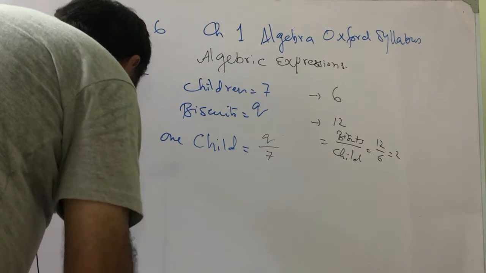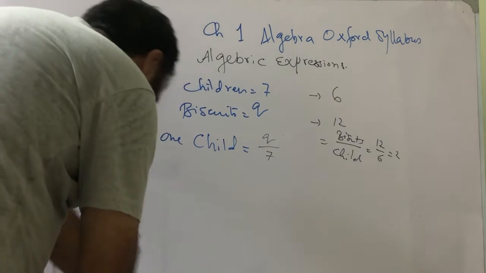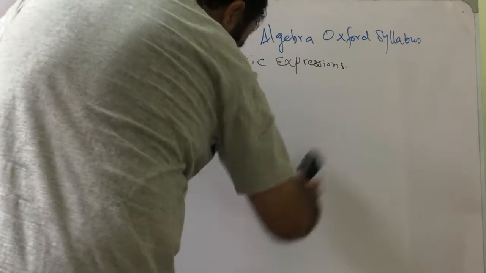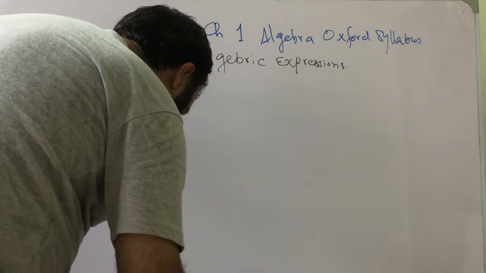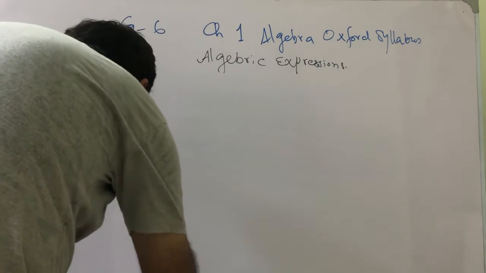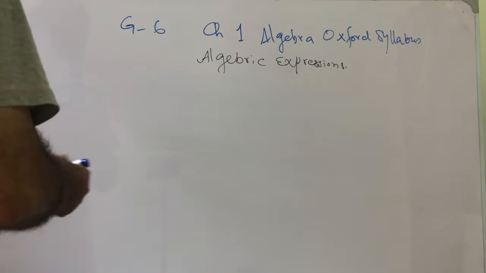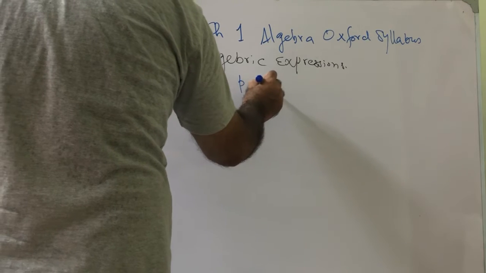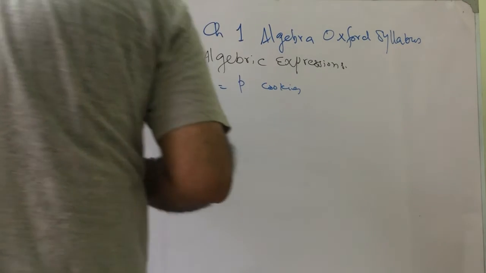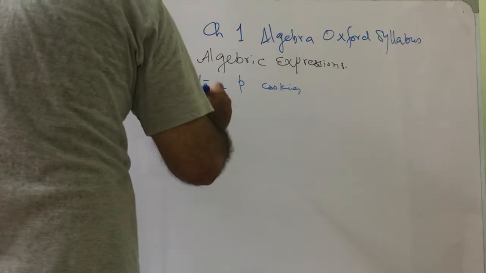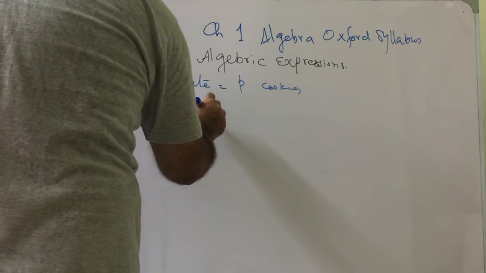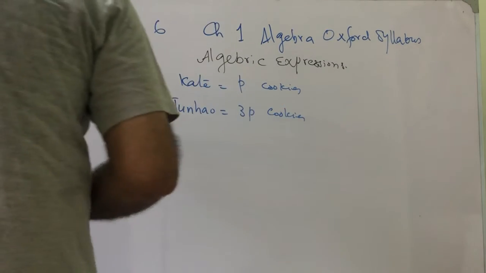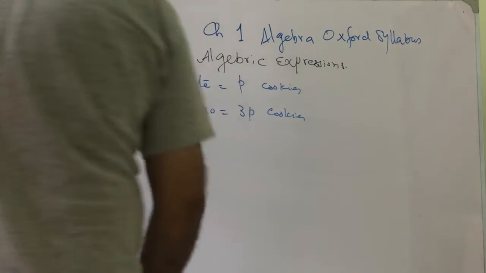Okay. So now we'll be moving to the next page, page number 3. Hope you will feel easiness because these are very simple. Kate has p cookies. It is given that Kate has p cookies. Okay. Junhao has 3p cookies. It is given in the statement. Junhao has 3p cookies. Okay. How many cookies do they have altogether?